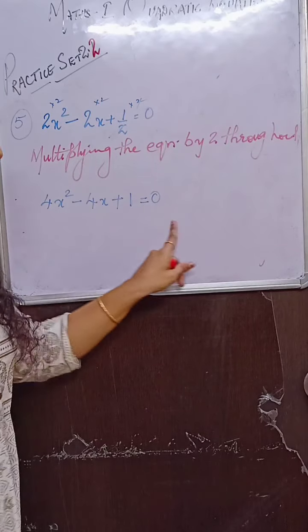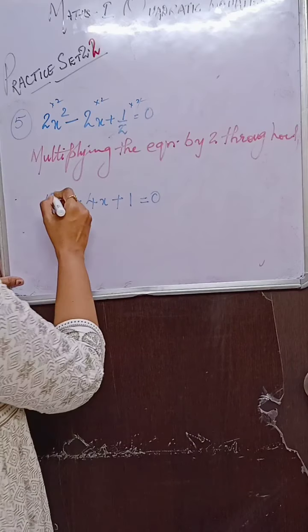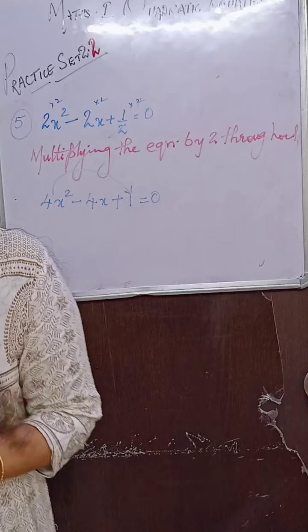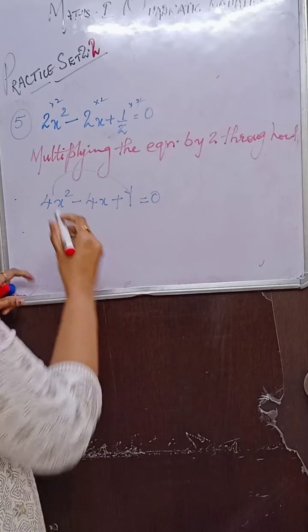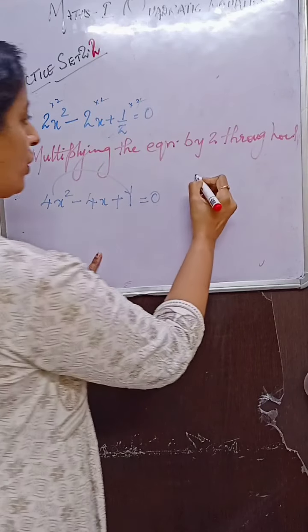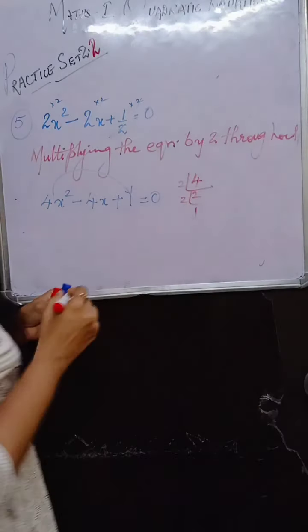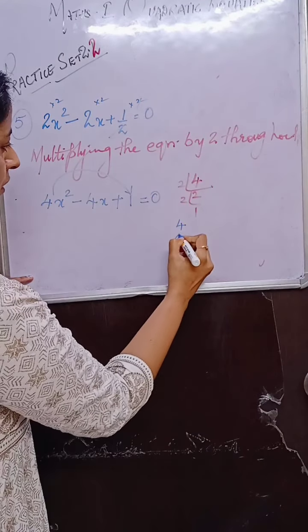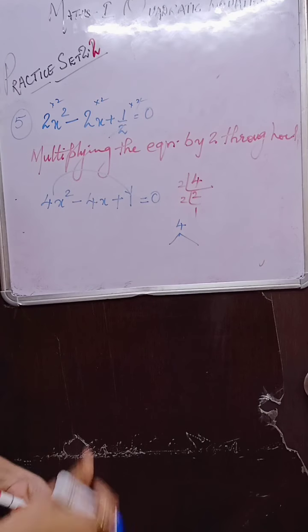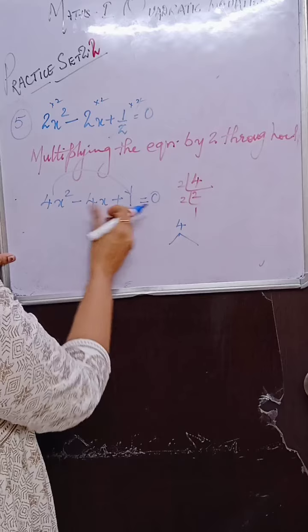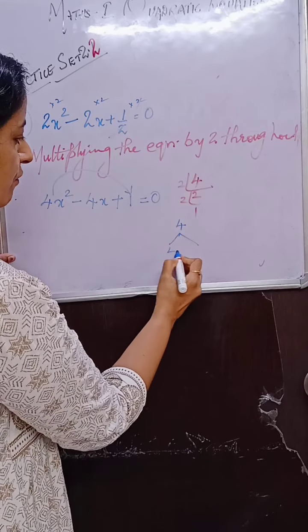Now we will solve this equation. 4 into 1 will give you 4. Factorize 4. 2 2's are 4, 2 1's are 2. We want 4. Which two numbers when you multiply you should get 4. When you add or subtract you should get 4. So the numbers are 2 and 2.